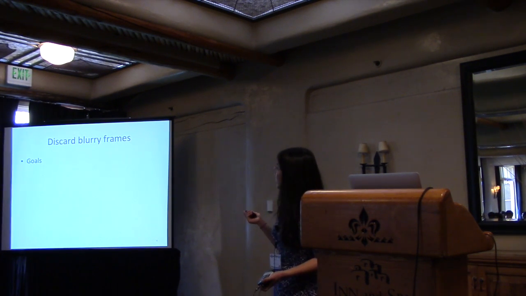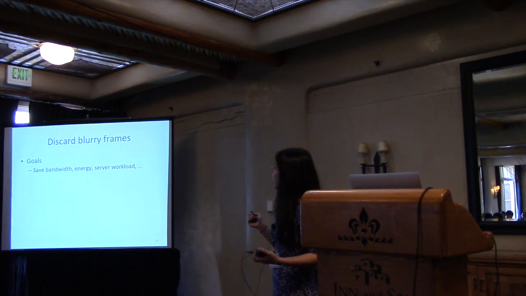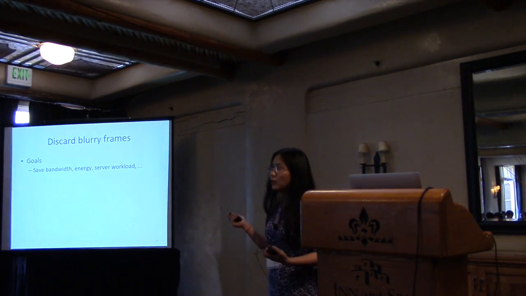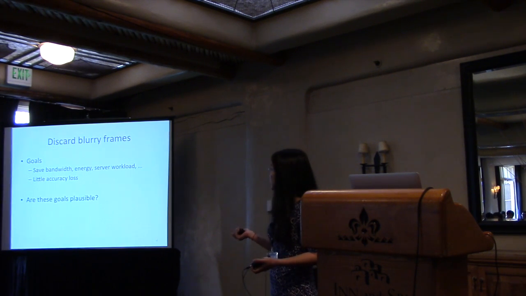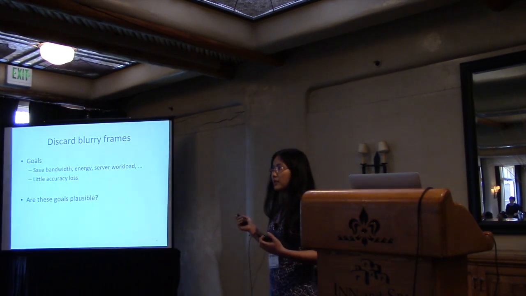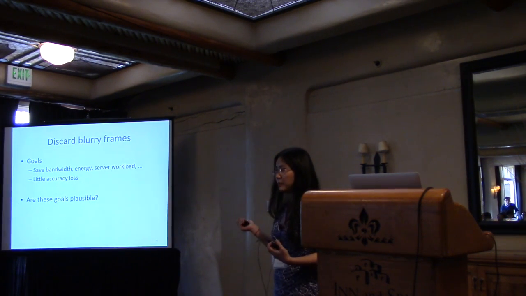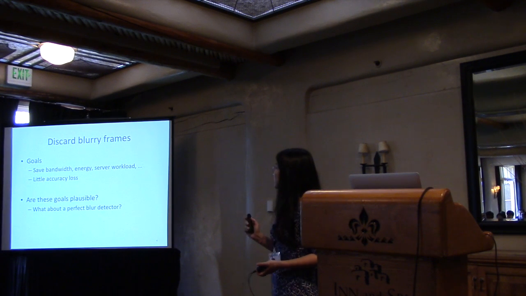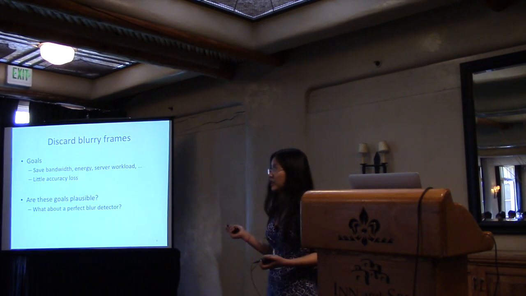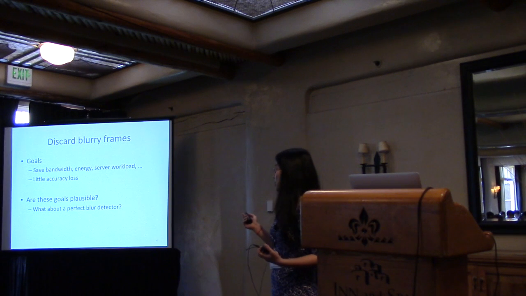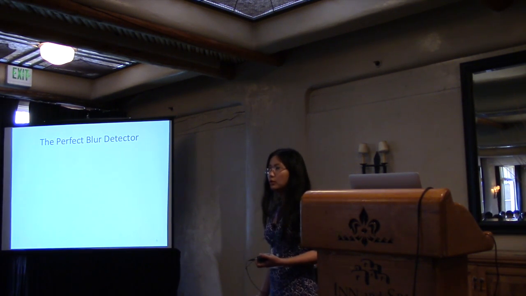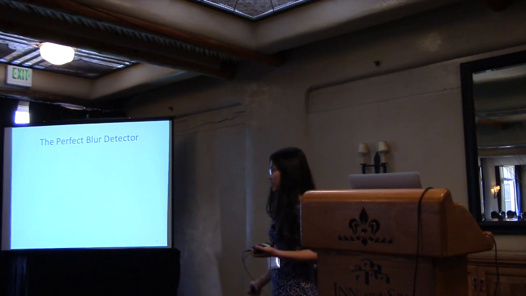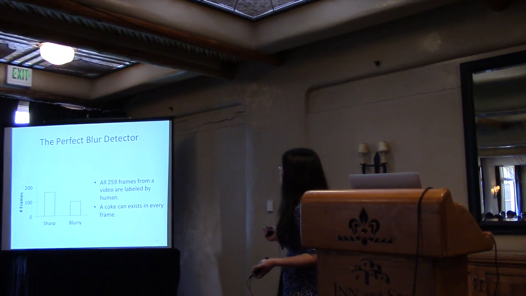By discarding blurry frames, we want to save bandwidth, energy, and server workload while only sacrificing a little bit of accuracy. Before we start, one question pops up: are these goals plausible? Is it even possible to achieve all these goals at the same time? So let's look at a perfect blur detector to see if these goals are possible to be achieved at the same time. We consider the perfect blur detector to be one that's using human knowledge.